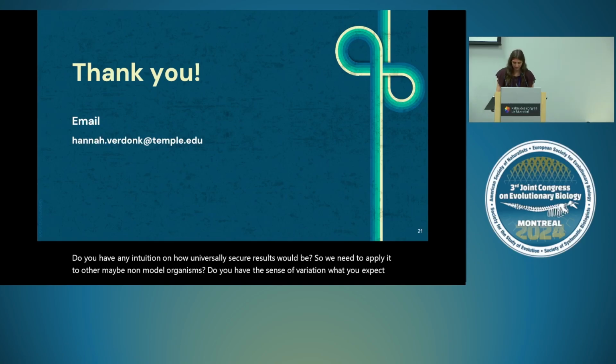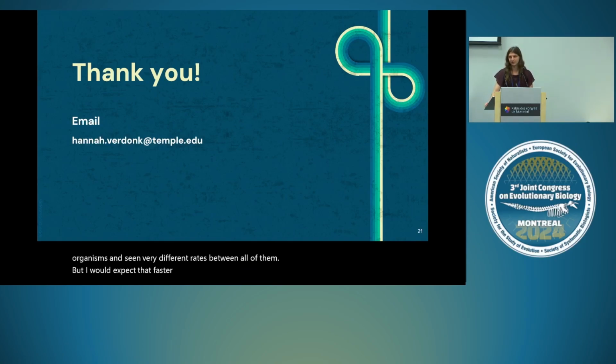Applying this model to other systems, non-model organisms, I would expect that the specific rates would look very different. I've already applied this to several other model organisms and seen very different rates between all of them. But I would expect that faster rates were typically indicative of more neutrality.